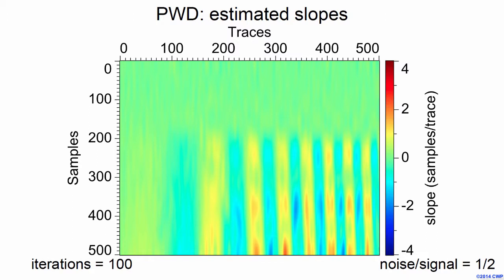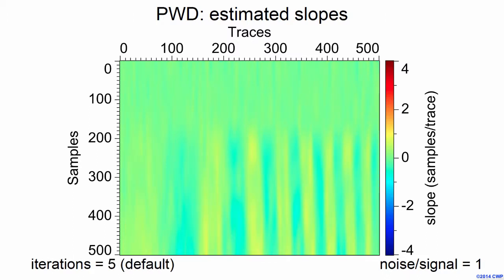Because again, increasing the number of iterations 20 times also greatly increases the computing time required. And for a noise to signal ratio equal to 1, there's really not much difference at all. 5 iterations, 100 iterations. So maybe we should actually check to give it different initial slope values.